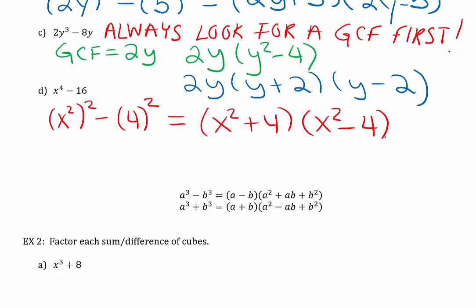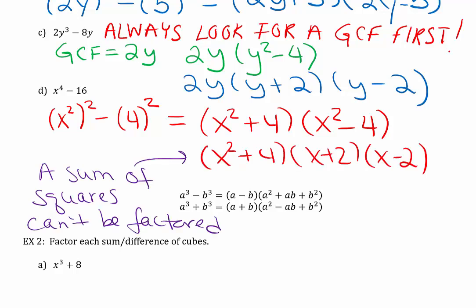Now we can actually go a little bit further with this. I see another difference of perfect squares. The x squared minus 4 can be factored as x plus 2, x minus 2, but notice that sum of perfect squares actually cannot be factored. We just leave it as x squared plus 4.